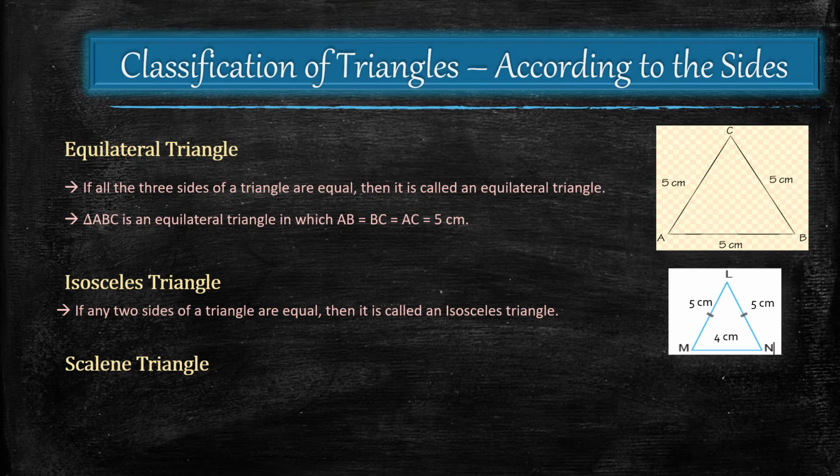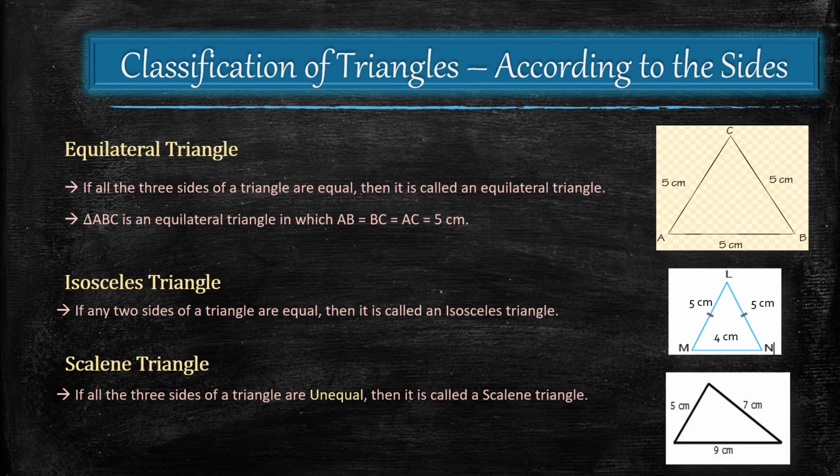Moving on to scalene triangle. If all the three sides of a triangle are unequal, which means the lengths of all the three sides are not the same, then it is called a scalene triangle. Here, for example, 5 centimeters, 7 centimeters, 9 centimeters. All the three sides have different lengths. So it is a scalene triangle.